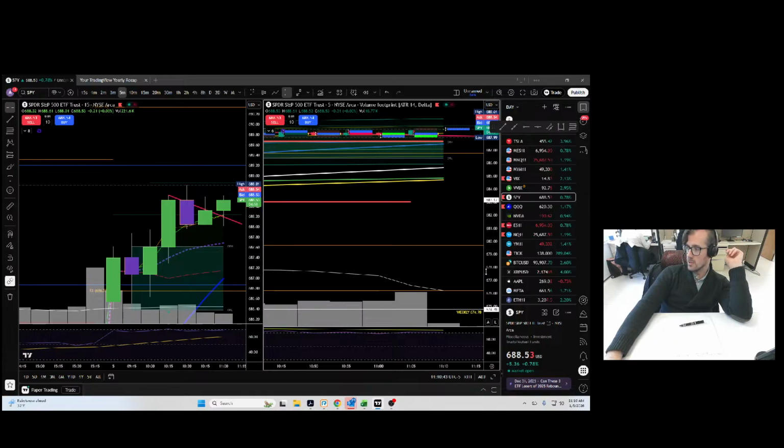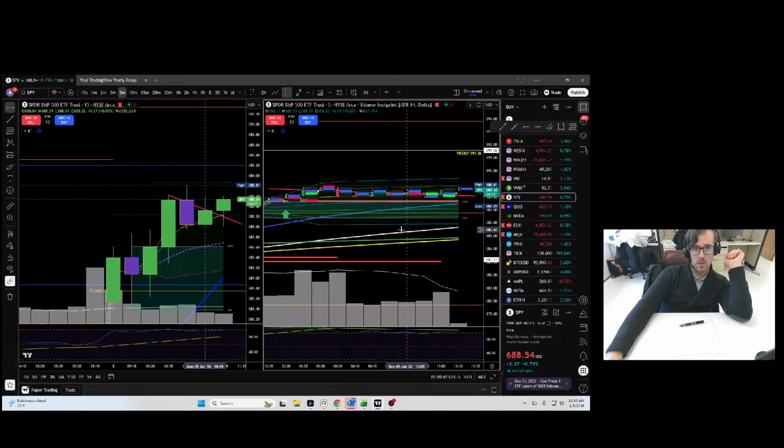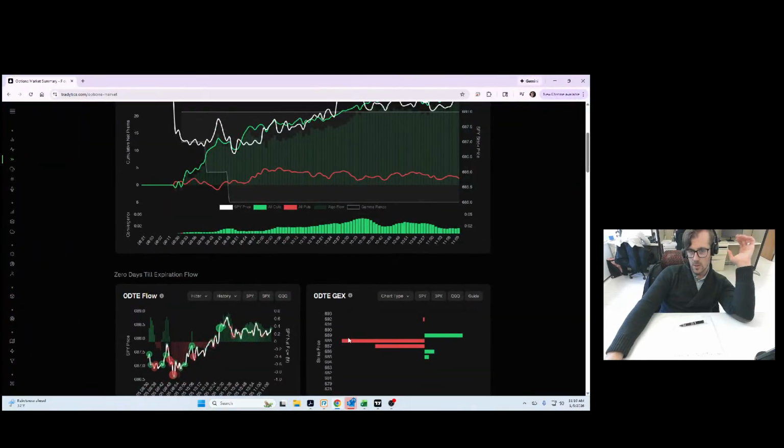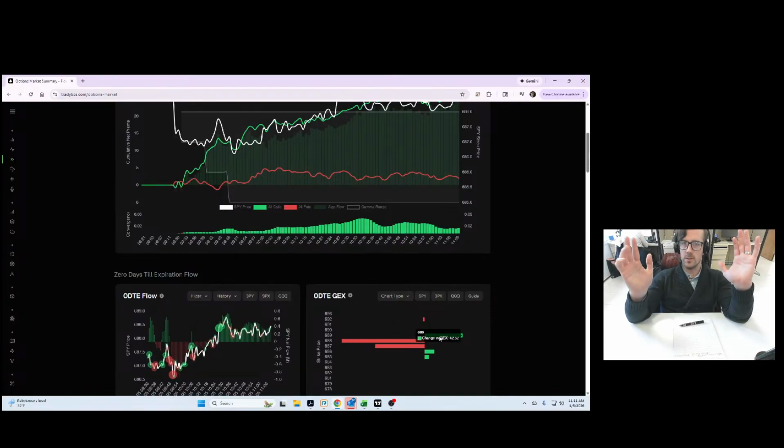Gamma exposure. So how to read that? The red, it attracts to. The green, it actually repels. I know it's kind of counterintuitive where you think it's going to go, but this is how you read this chart.